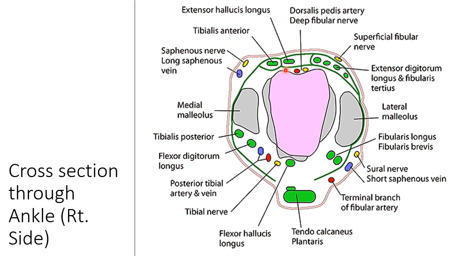Anteriorly, in front of the joint, we find tendons placed in sheath compartments. Taking them from the medial side, we have tibialis anterior, then extensor hallucis longus, then the tendon of extensor digitorum longus and fibularis tertius. There is a very important artery, the dorsalis pedis artery, which is clinically very important. We also have the deep fibular nerve. On the skin superficially we have the superficial fibular nerve and the saphenous nerve, along with the long saphenous and short saphenous veins. The long saphenous vein begins from the dorsum of the foot medially, and the short saphenous begins from the posterior of the foot laterally.